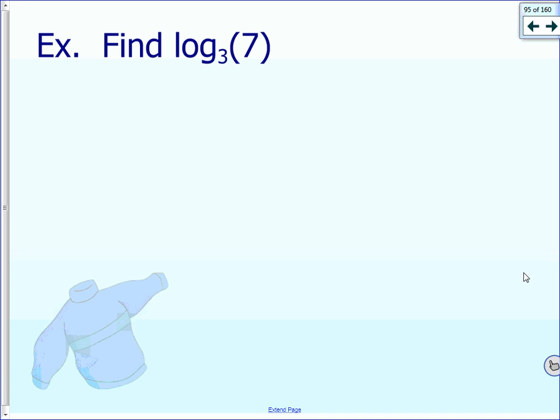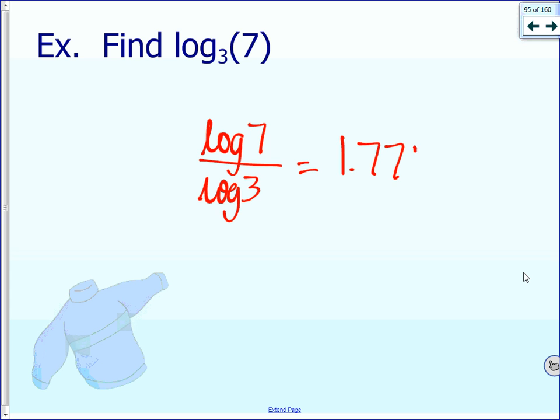Log base 3 of 7 would just be log 7 over log 3. Right? It's saying 3 to what power is 7? We know 3 to the first is 3, 3 squared is 9, so it has to be somewhere between 1 and 2. What do we get to 3 decimal spots? Noah? 1.771. There we go. So now you can do any log you want. The door is open.